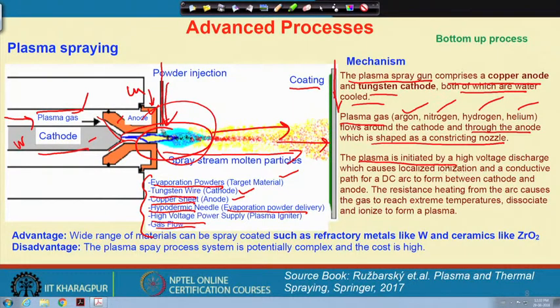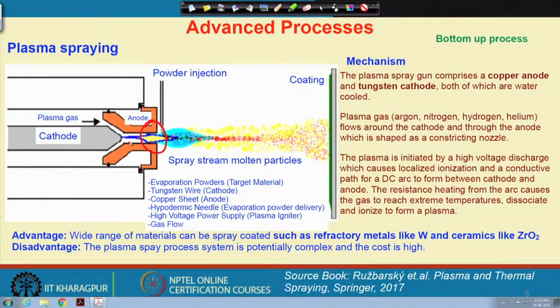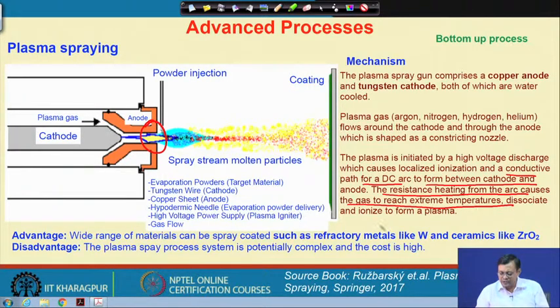So, the plasma is only created when a very high voltage is applied. Due to a voltage discharge, localized ionization occurs and a conductive path forms for the DC arc between the cathode and the anode. So, this plasma is created here. The resistance heating of this arc causes the gas to reach extreme temperature, dissociate and ionize in order to form this plasma, which goes onto a cold substrate where it is deposited.